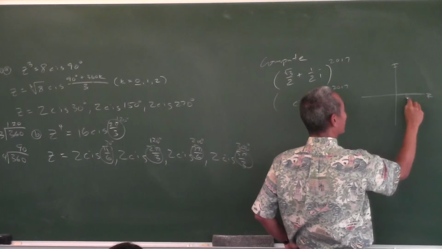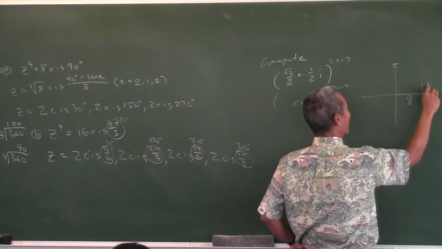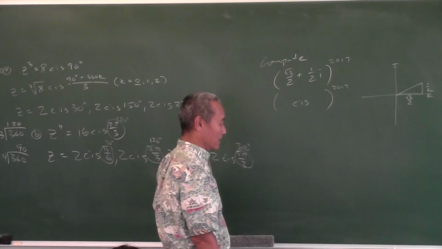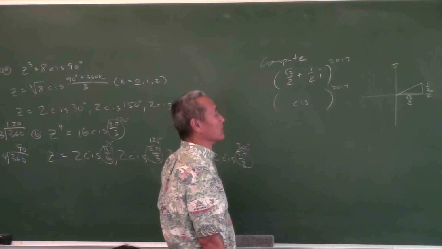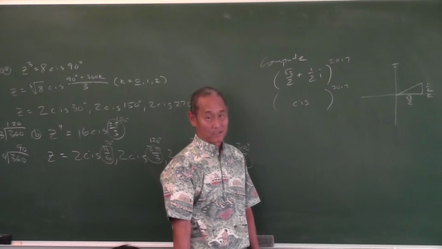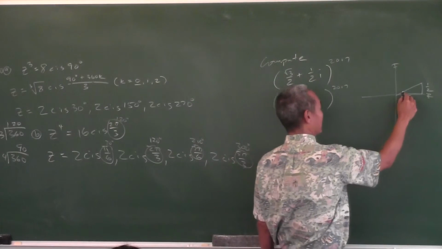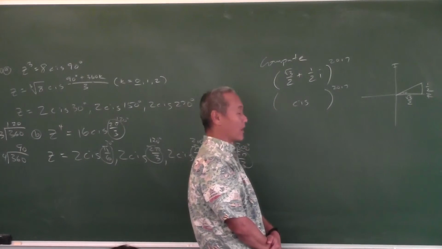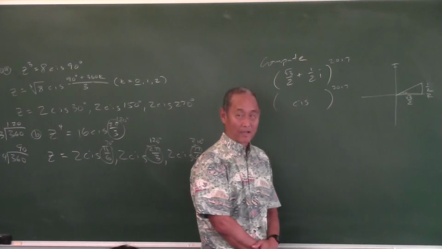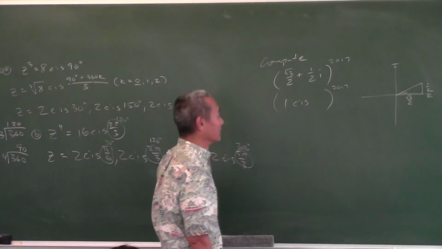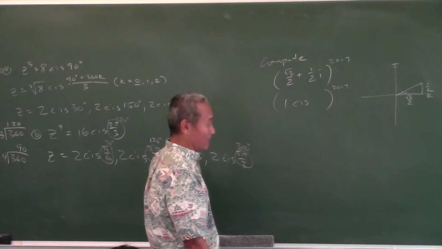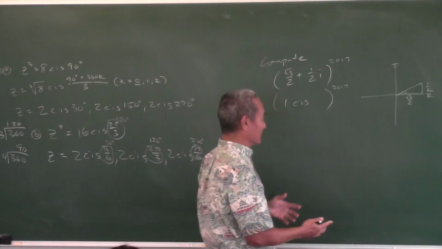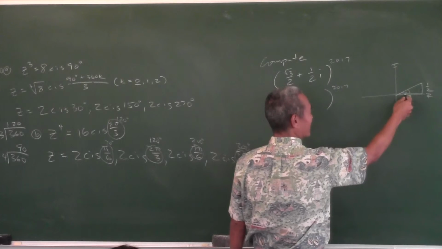Okay, if I go root 3/2 to the right and 1/2 up, how far from the origin am I? People, when you see the radical 3 there, it's a 30-60-90 triangle. And in a 30-60-90 degree triangle, the hypotenuse is double the short leg. It's 1. Or just use the Pythagorean theorem if you have to. 3/4 plus 1/4 is 1. And then what's this angle? Well, I just told you, 30.